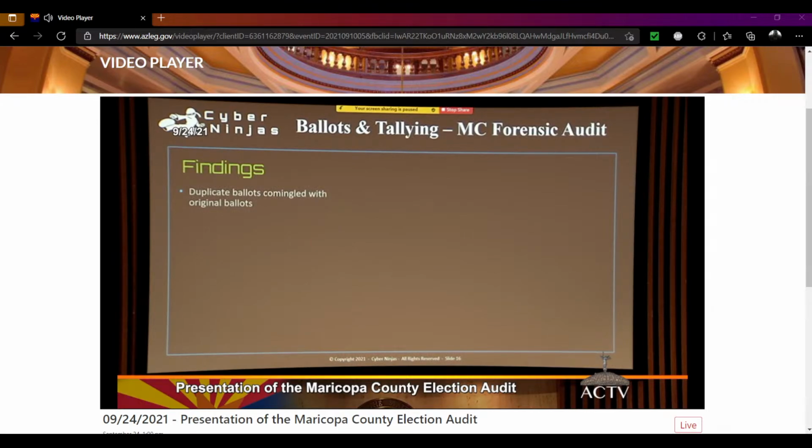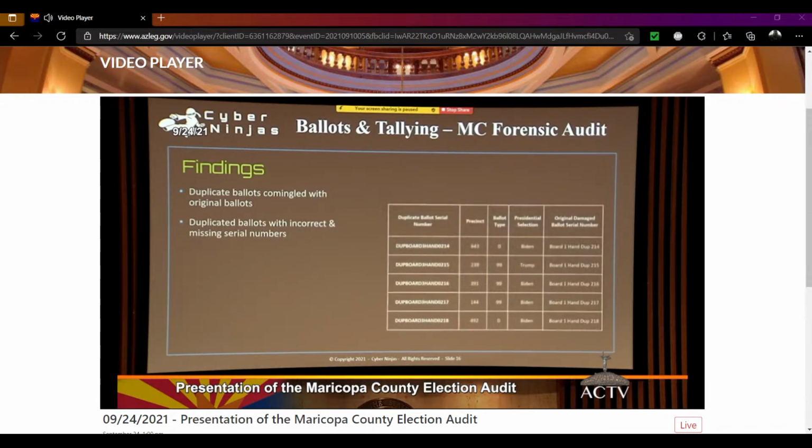So our duplicate ballots were commingled with the original ballots, not all of them, but in at least one box case, which is something that they're not supposed to do according to the EPM. Duplicate ballots had incorrect and missing serial numbers.